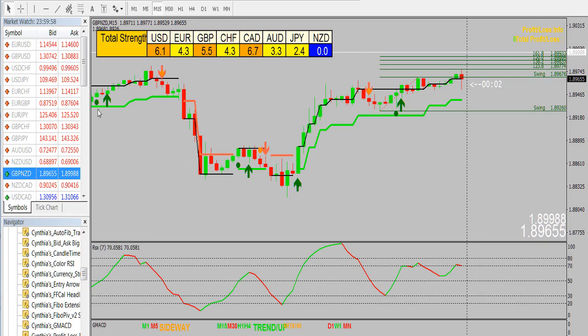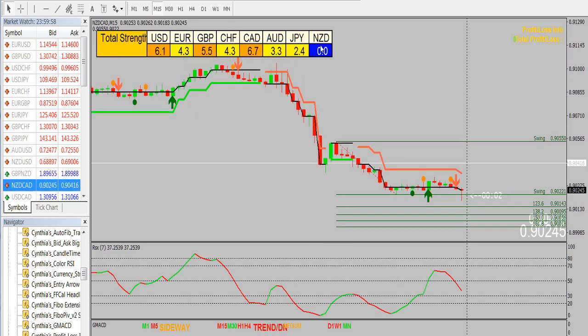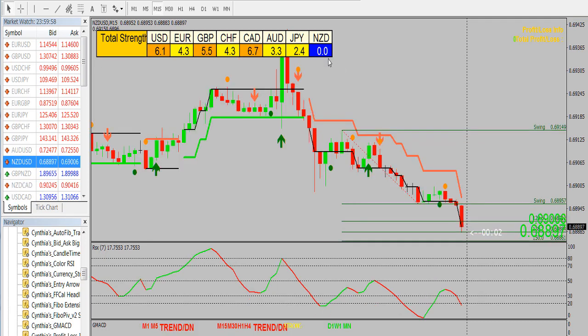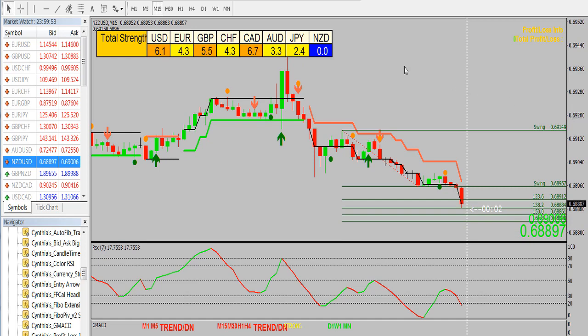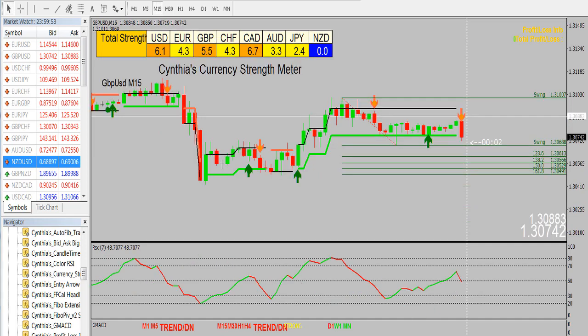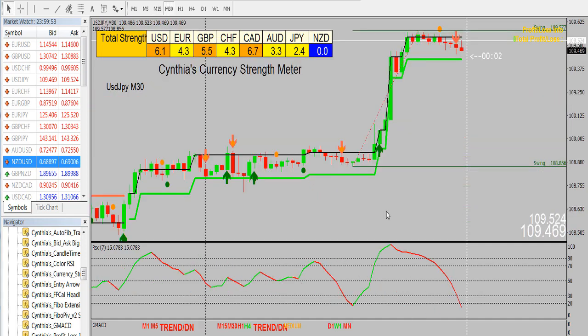Or in the case of the New Zealand CAD, we were selling the New Zealand dollar and buying the CAD. In the case of the New Zealand US dollar, we've been selling the New Zealand dollar because it's blue and weak, and at the same time we've been buying the US dollar because it's strong. So you're selling the weak currency and buying the strong currency. If you can just keep that rule in mind, then this currency meter becomes very easy to understand and interpret at a glance. Okay, here's another chart that I want to show you.